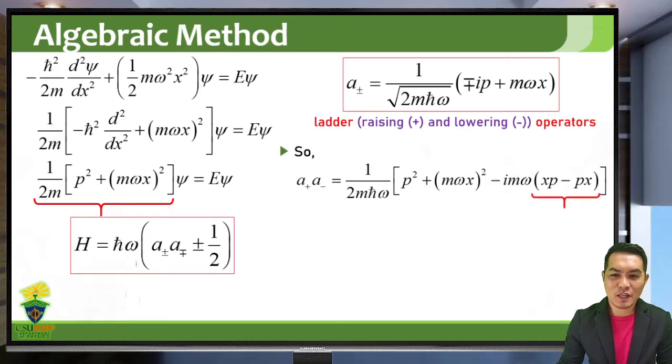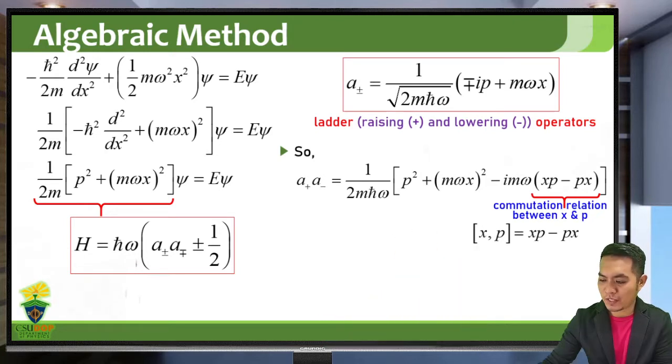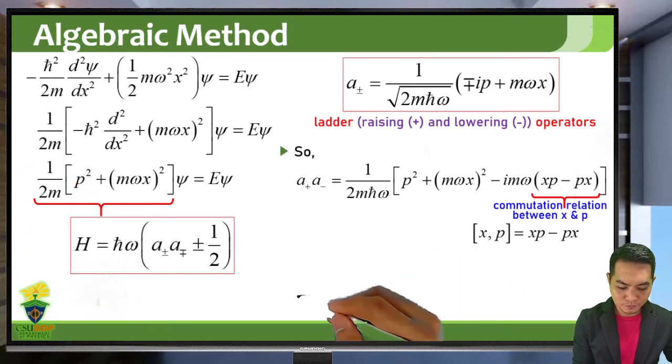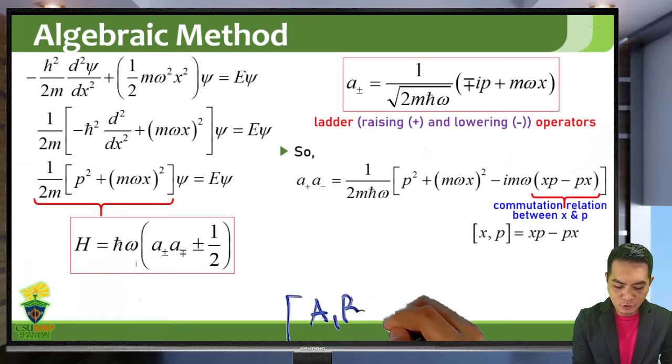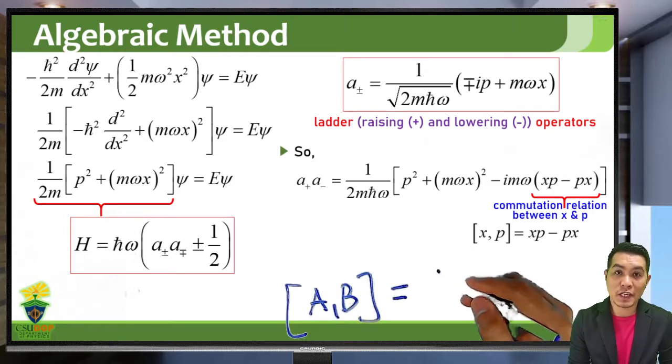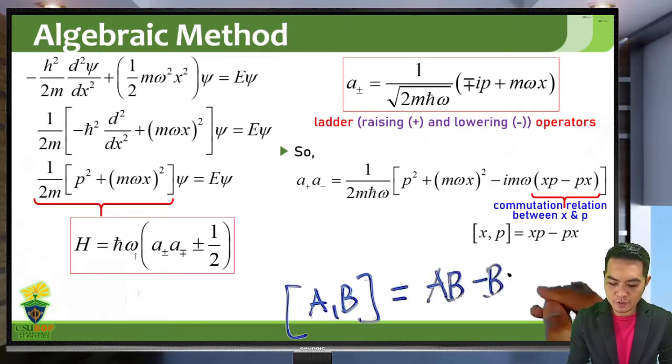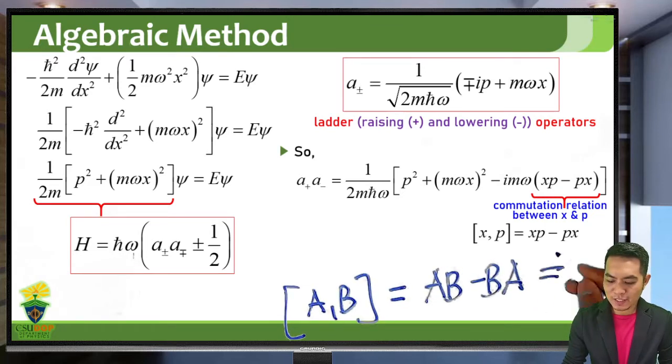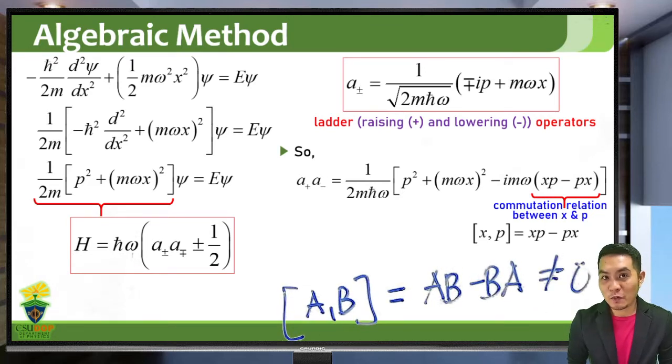So in quantum mechanics, we call this a commutation relation. In this case, it's a commutation relation between x and p, and we usually write this as [x, p]. So in general, this is the commutation relation between variables, or quantities, a and b. So this is ab minus ba, and this is not necessarily zero in quantum mechanics. Take note, in classical mechanics, this is just equal to 0, since the quantities are commutative.